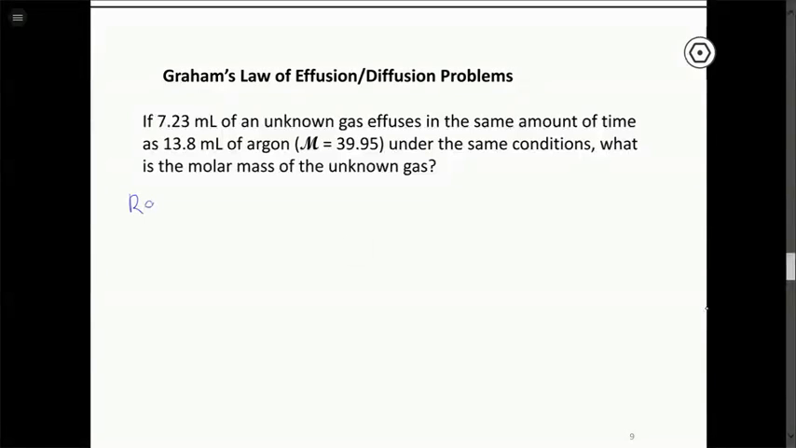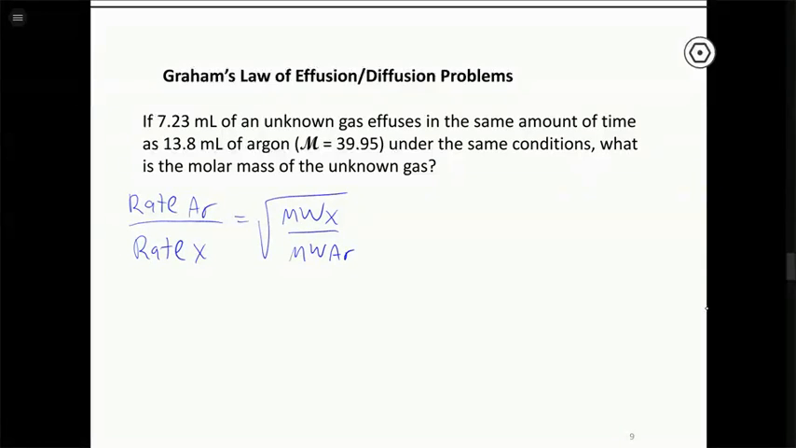So we're going to have, again, the effusion equation, the rate for argon over the rate for our unknown, which of course we can set up in either way. And that's equal to the molar mass of the unknown divided by the molar mass of argon, all under the square root. So this is what we're solving for, the molar mass of X. Keep in mind that because we're giving you the amount of gas that effuses, that's directly related to the rate. We're talking about the same amount of time, so the ratio of the rates is going to be equal to the ratio of the amounts of gas that effuses in those given periods of time.